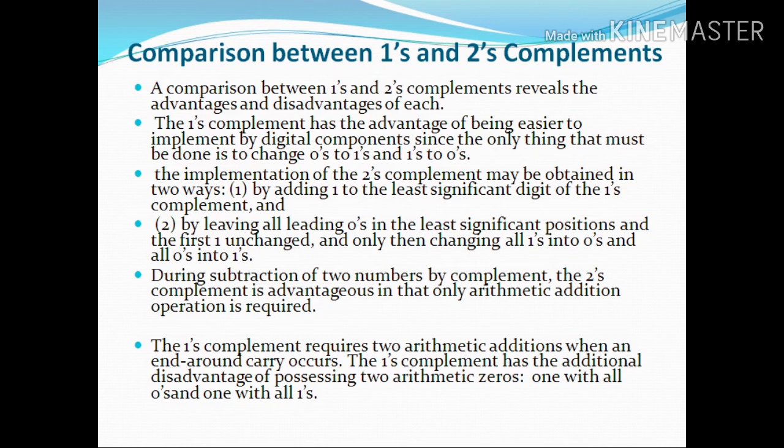Now during the subtraction of two numbers by complement, 2's complement is advantageous if and only if one arithmetic addition operation is required. So 1's complement requires two arithmetic additions when end-around carry occurs. But 1's complement has the additional disadvantage of having two representations of zero, all zeros and all ones. Please go through it. For each and every slide, I am giving the time to read it on your own.